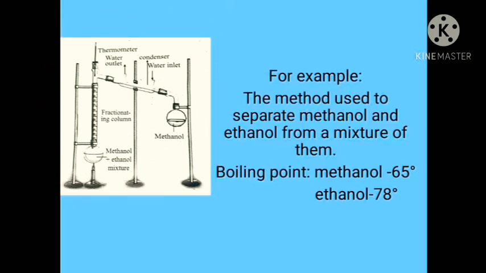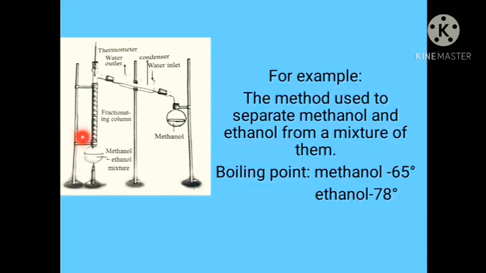Let's see the video after this discussion. So here it is the same as distillation, but the components have a very small difference between them. Here we took, for example, the method used to separate methanol and ethanol from a mixture of them. Here the boiling point of methanol is 65 degrees Celsius and ethanol is 78 degrees Celsius. A very small difference of 13 degrees Celsius. So this can be separated through this method of separation.